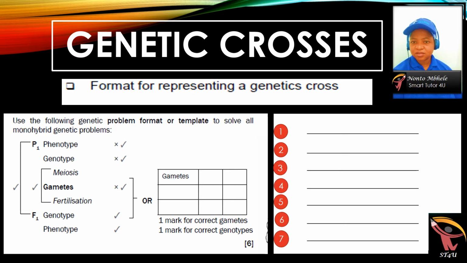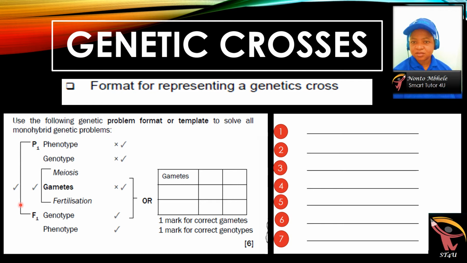As you can see here, there is P1 and F1. P1 stands for the parent one. F1 stands for filial, the second generation. This is the first generation, and this is the second generation. So, dear creative learner, you get a free mark just for writing P1 and F1. You get a free mark, even if you do not understand how to solve that particular genetic problem, just for writing P1 and F1.